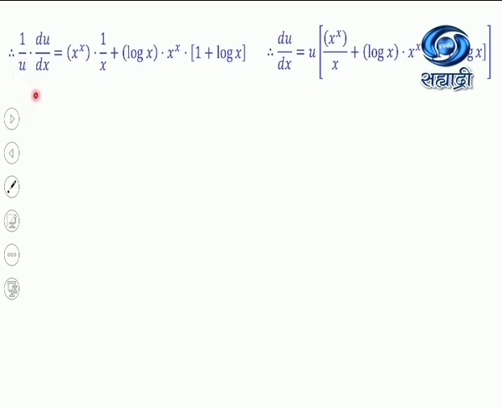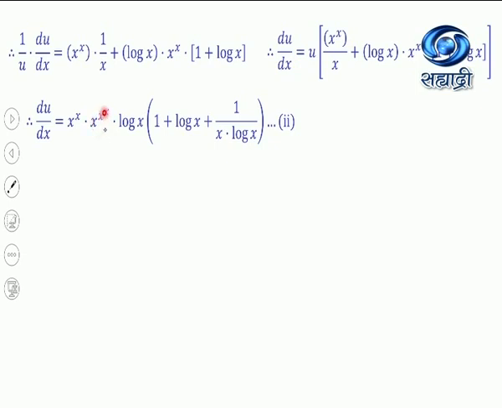By taking this 1 upon u to the right-hand side, it becomes u into the right-hand side. Now see here, x to the power x upon x we write as the first term, log x into x raised to x we write as it is into 1 plus log x as it is, and now we substitute the value of u, that is x to the power x to the power x. Now we have to take common x to the power x into log x. By taking common x to the power x into log x, in the bracket we get 1 plus log x plus 1 upon x into log x.